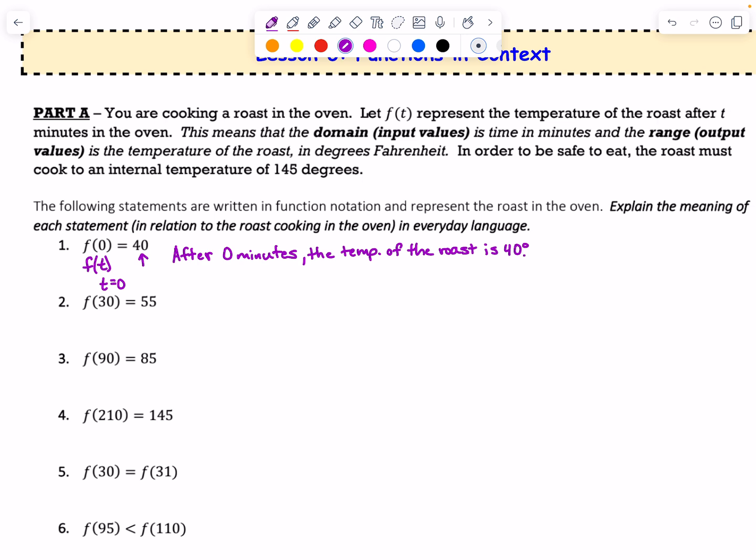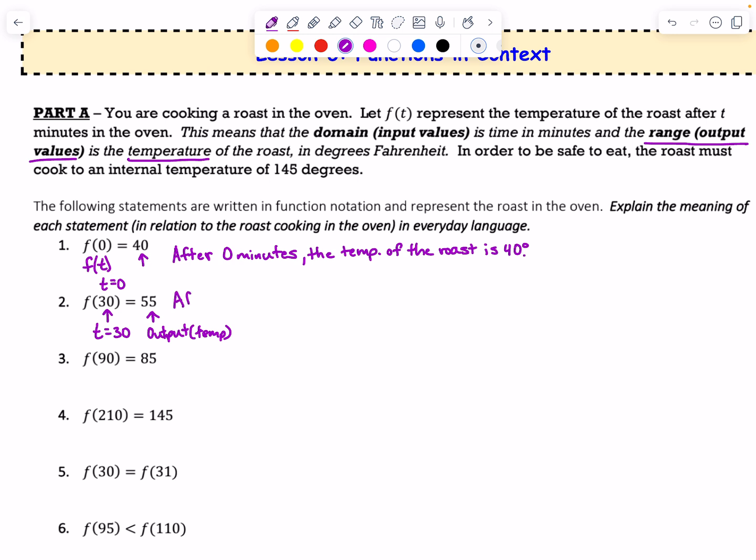Number 2 says f of 30 equals 55. So it's set up very similar to number 1. So you want to think time is the 30. And then the output, which is the temperature of the roast, is the 55. Because that's what they described in the problem at the top. So remember, they said the range or the output is the temperature. So you can always refer back to the description and pick that out again if you get kind of lost.